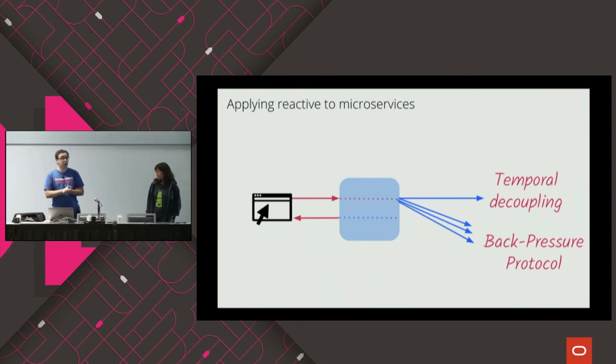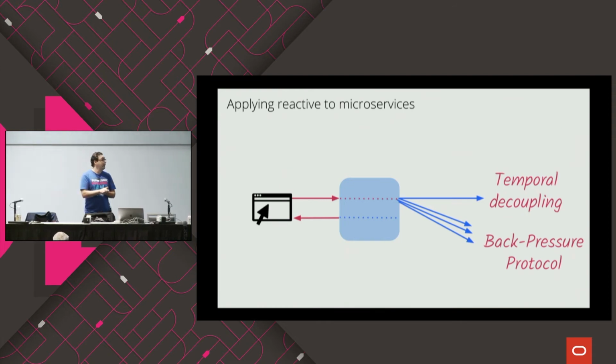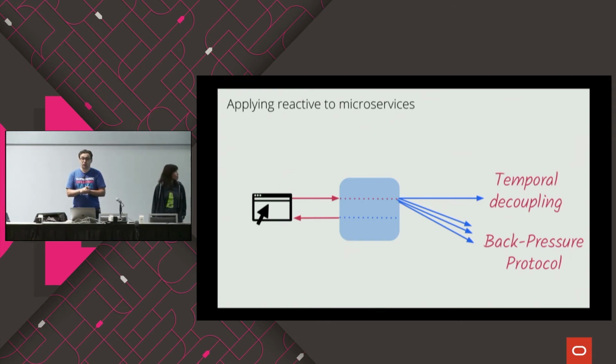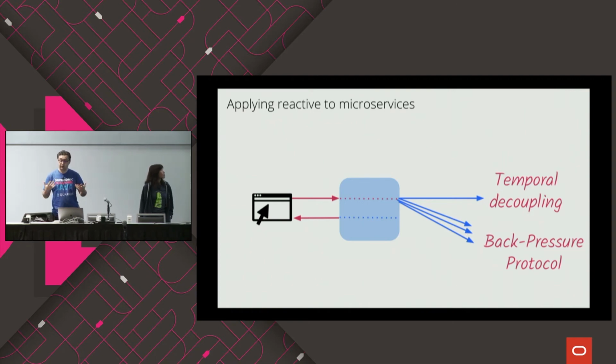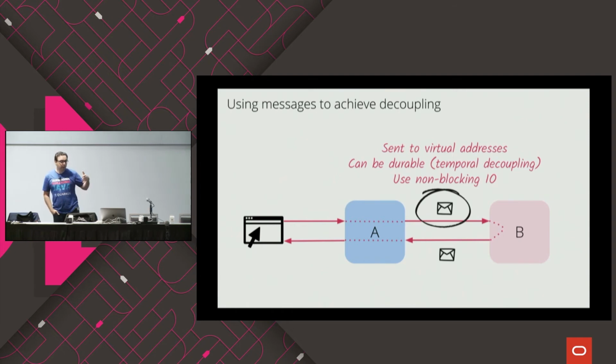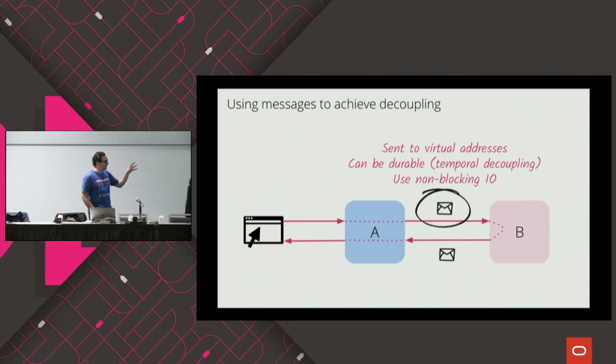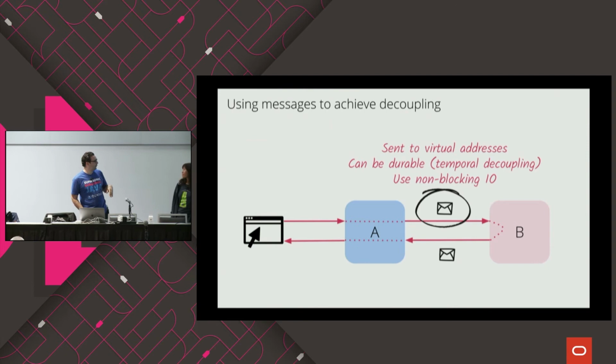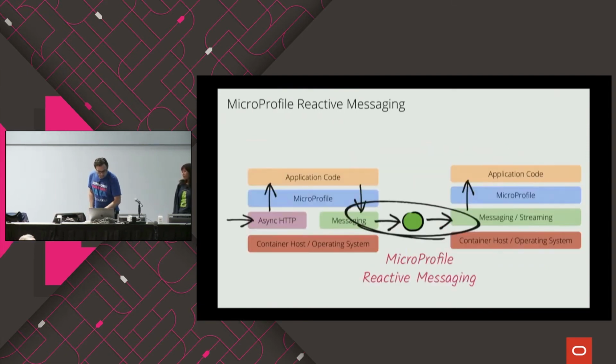The second thing is that we need a back pressure protocol, in the sense that we don't want to overflow B with too many requests. We want to have B in good shape. So we want to send messages using virtual addresses, so we can have B1, B2, B3, whatever. The messages can be durable to avoid the temporal coupling. We will use non-blocking I/O. So we start seeing how we are going to implement our reactive systems with this, using the MicroProfile specification.